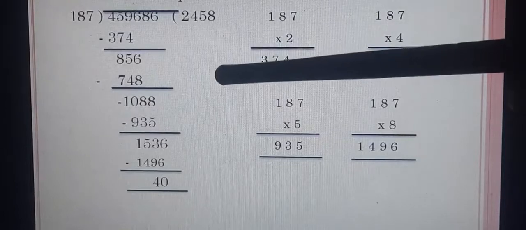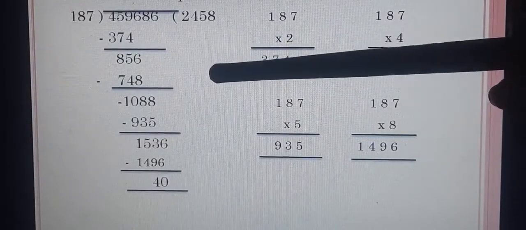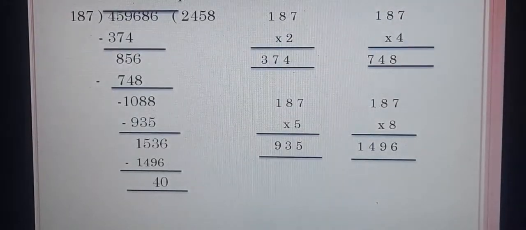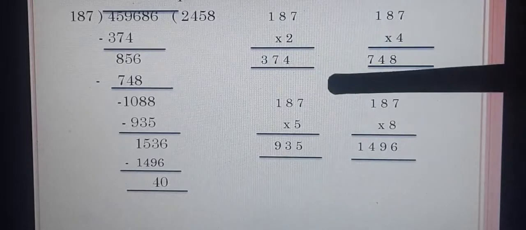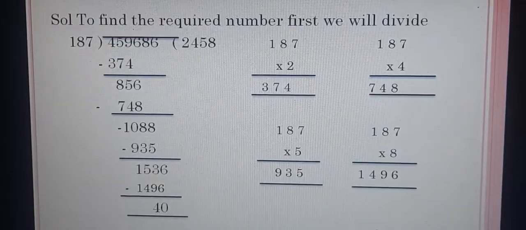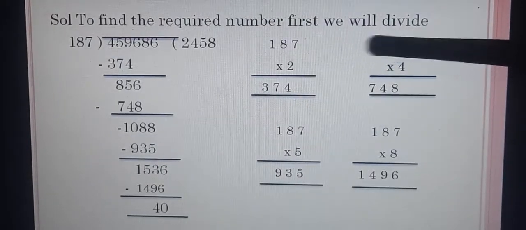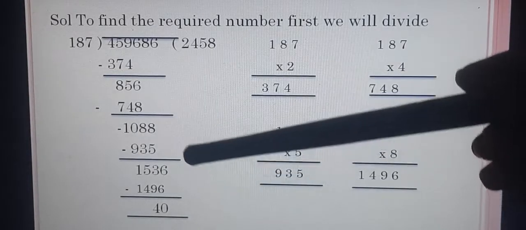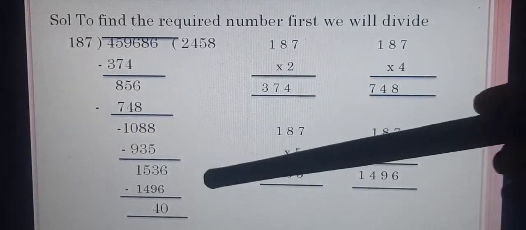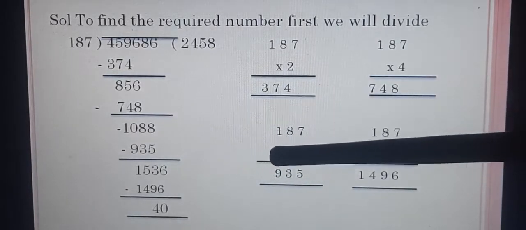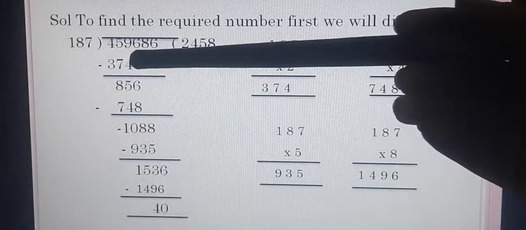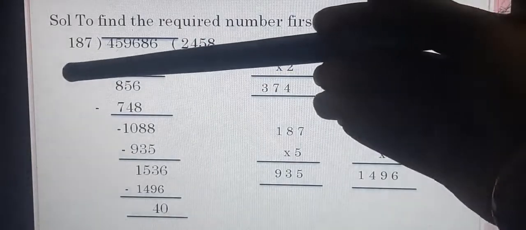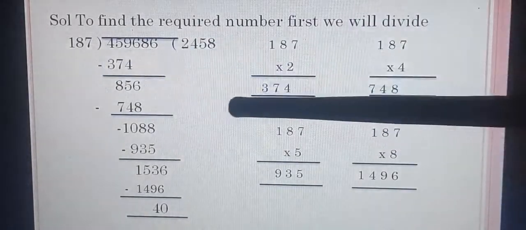So to find the required number, first we will divide. Multiplication we are doing here in rough column, which is needed for the question. So to find the required number, first we will divide to know the remainder. Remainder पता लगाने के लिए हम पहले divide करेंगे. So write down the dividend here. 4,59,686. Divisor 187.